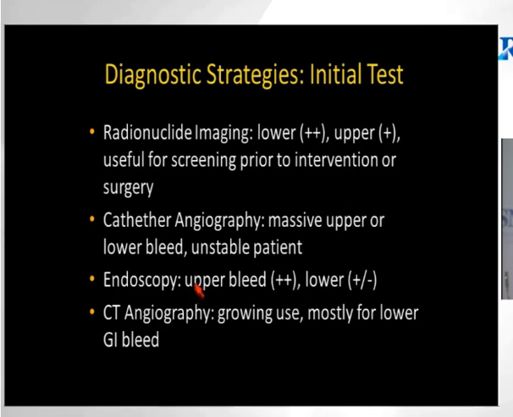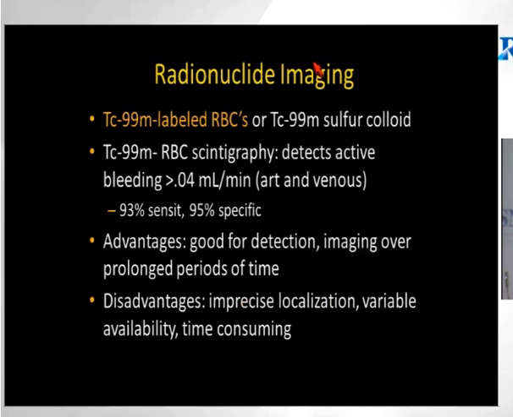Endoscopy is still the first test used for upper bleeders, not so much for lower bleeders, for reasons that we will discuss in detail. And then CT angiography, of course, is the test that has been growing in use, and we tend to use it mostly for lower GI bleeders as well. So I will just describe briefly how each one of these tests fall into the clinical practice with the merits and some deficiencies.